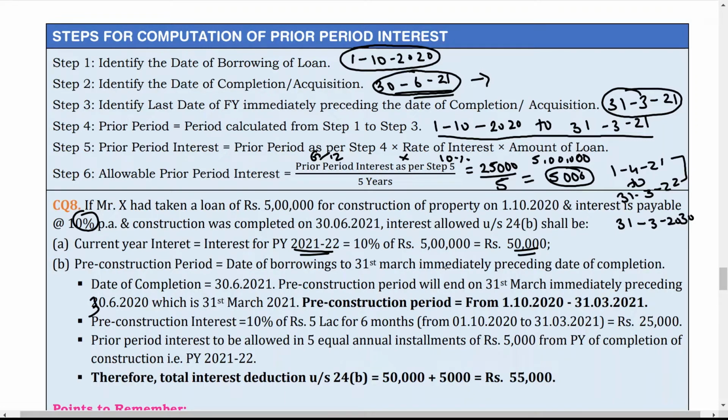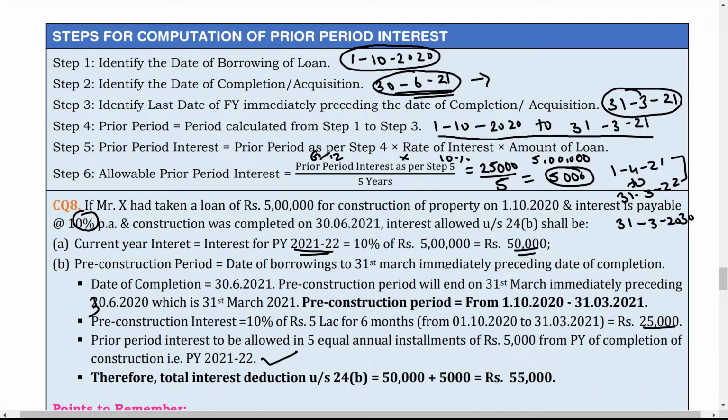Now pre-construction interest is equal to 10% of 5 lakh for 6 months, because if you calculate the duration from 1/10/2020 to 31st March 2021, you will get 25,000. Now this 25,000 will be divided into 5 equal installments. So prior period interest is to be allowed in 5 equal annual installments of 5,000 from the previous year of completion of construction, that is previous year 2021-22.